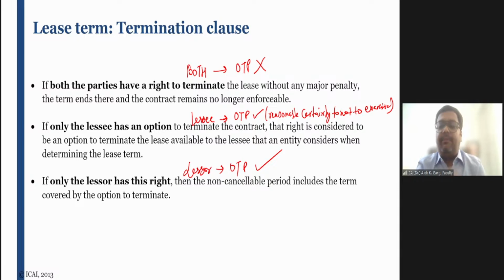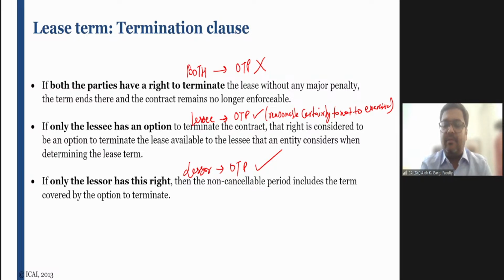For example, Abdul is auditing a client. It's a listed company, and when he is reading a lease contract, the lease contract has given a right to terminate the lease to both the parties without any major penalty. Without any penalty. Okay. Let's say the contract is for 10 years, and after 6 years, I mean to say in the last 4 years, the parties can terminate the contract. The lessor and lessee, any of the parties can terminate the contract.